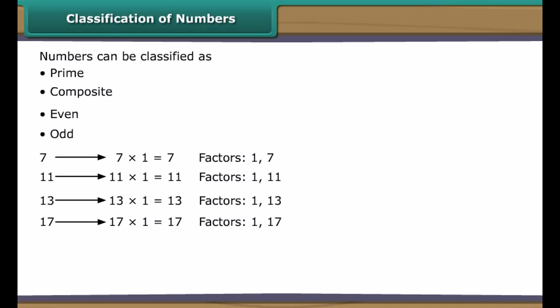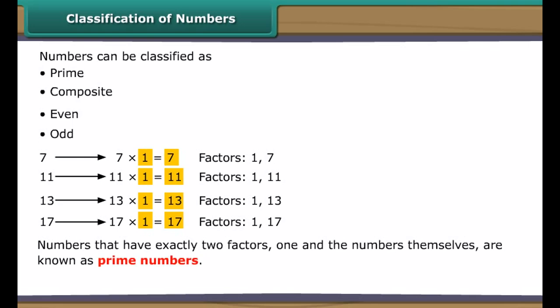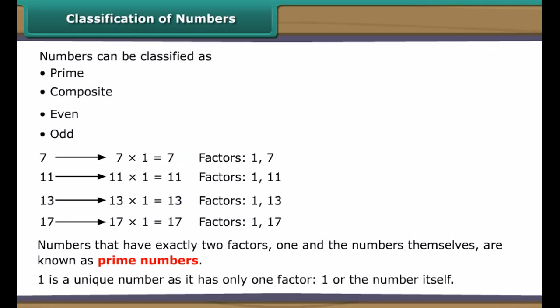What is common among these numbers? All these numbers have only two factors, 1 and the numbers themselves. Numbers that have exactly two factors, 1 and the numbers themselves, are known as prime numbers. 1 is a unique number. It has only one factor, 1 or the number itself.